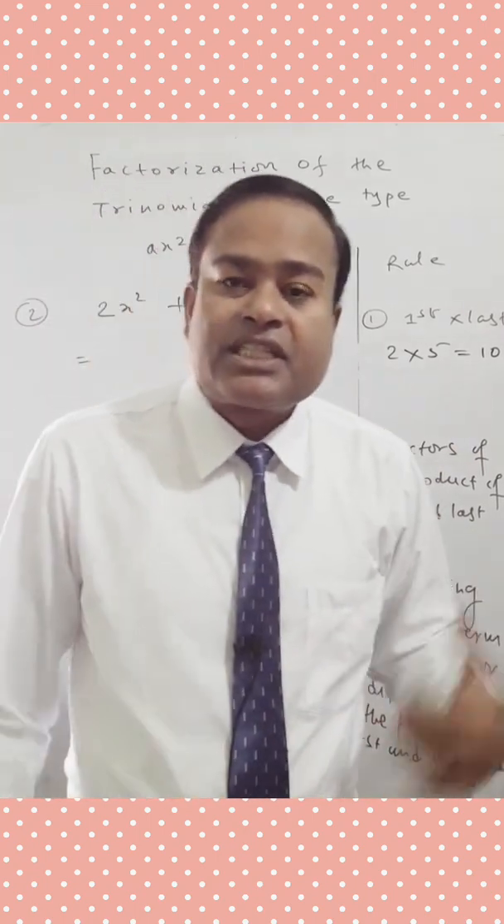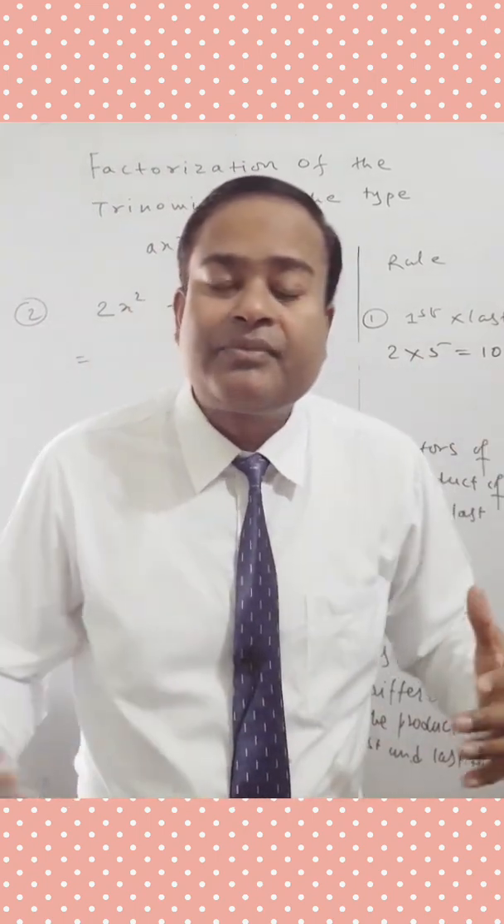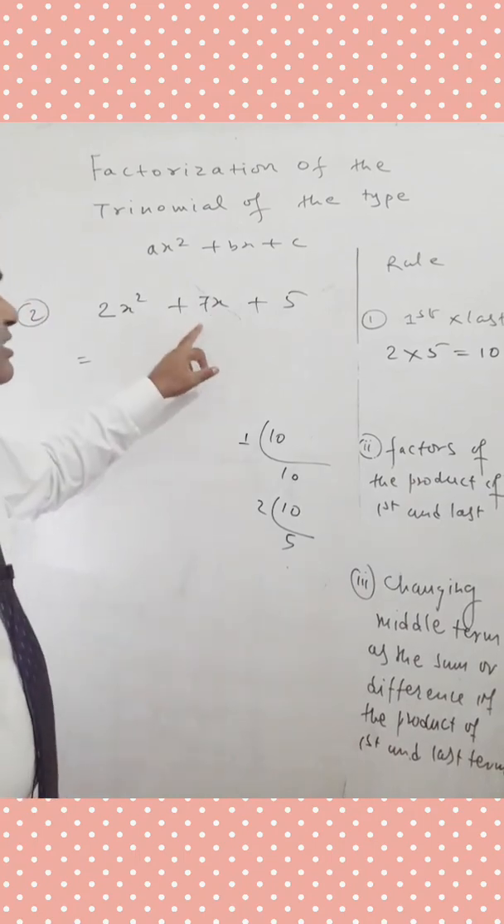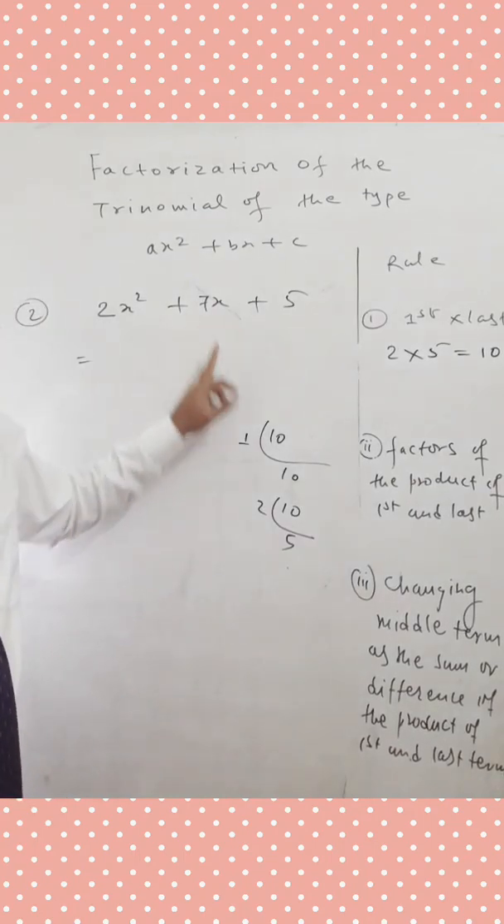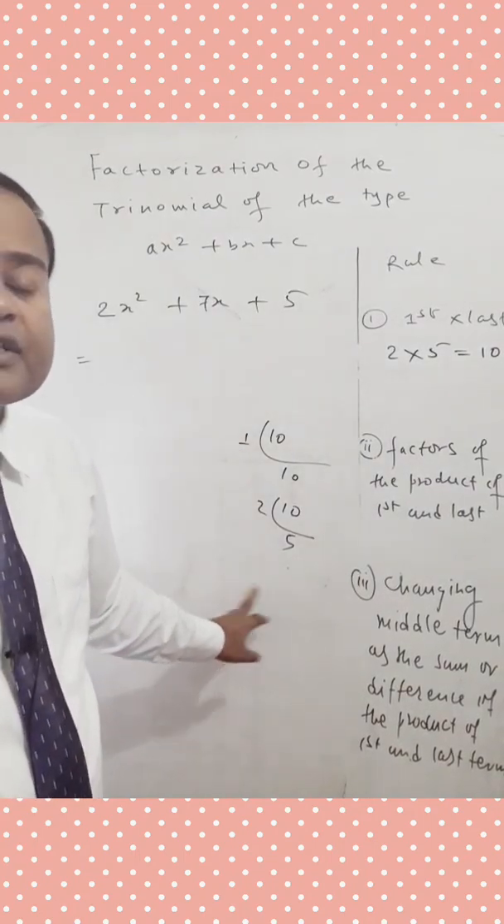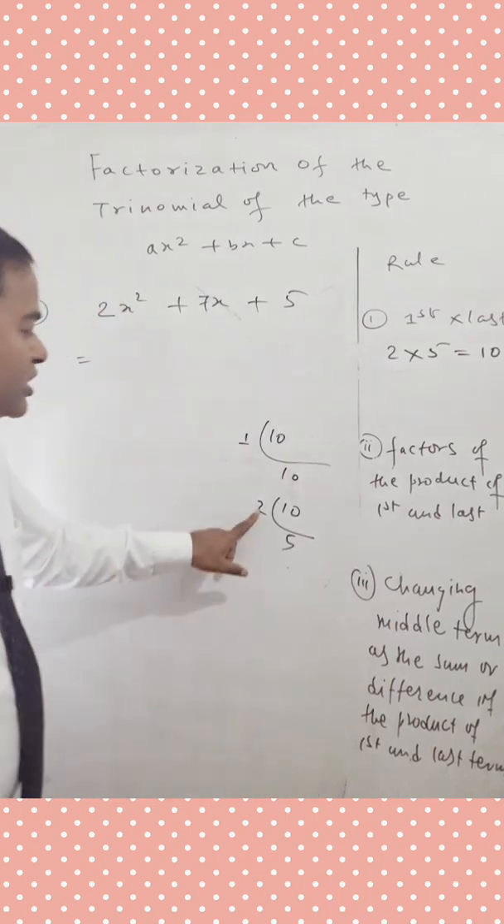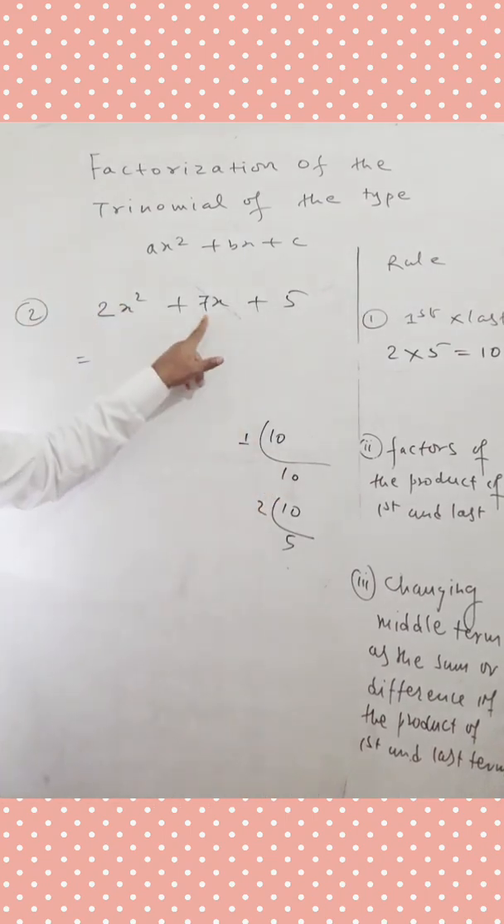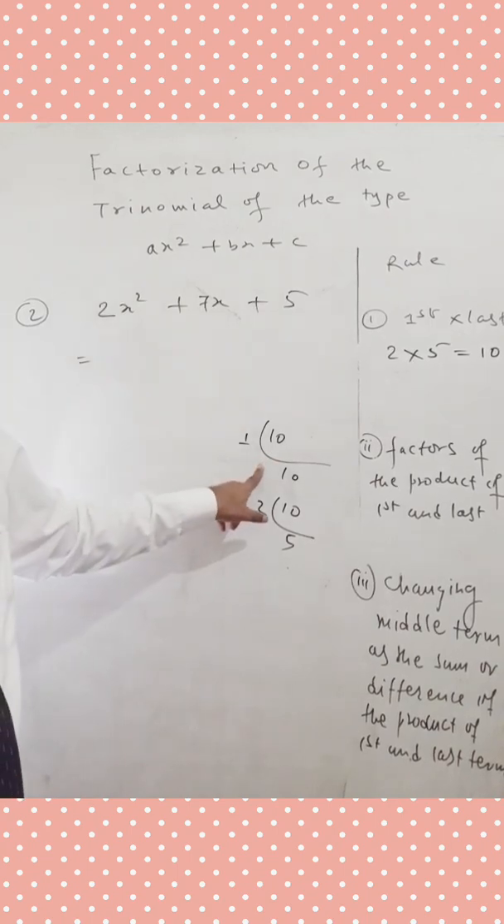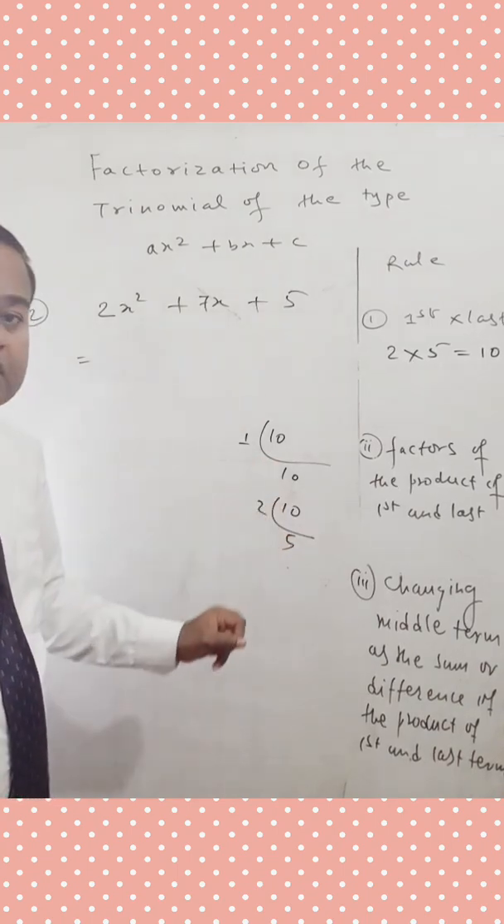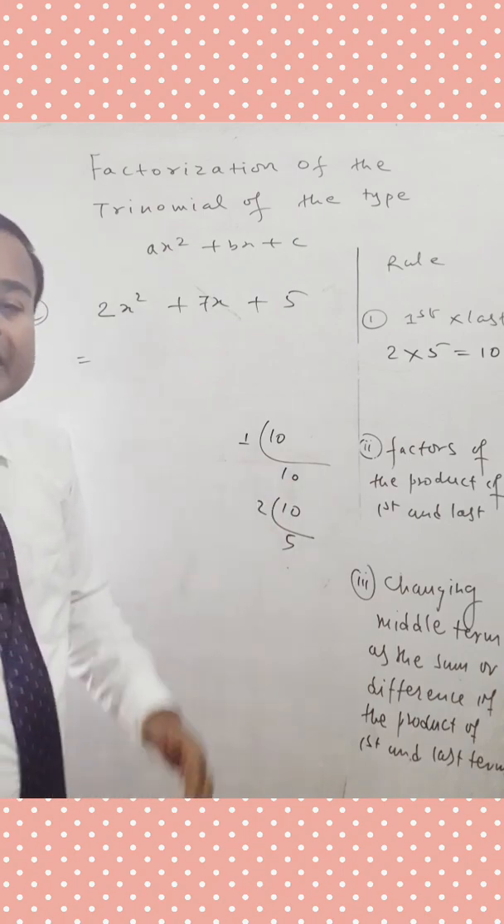Dear students, in this case the product is positive, that means we have to change the middle term by taking the sum of two factors of the product of first and last. So 1 plus 10 cannot be equal to 7. 1 plus 10 is 11. So this is rejected. The first pair of the two factors of 10 is rejected.